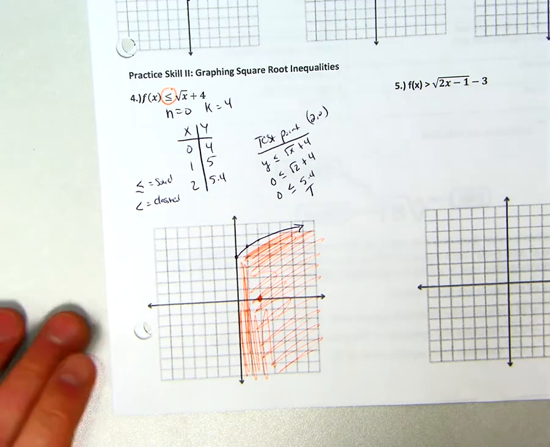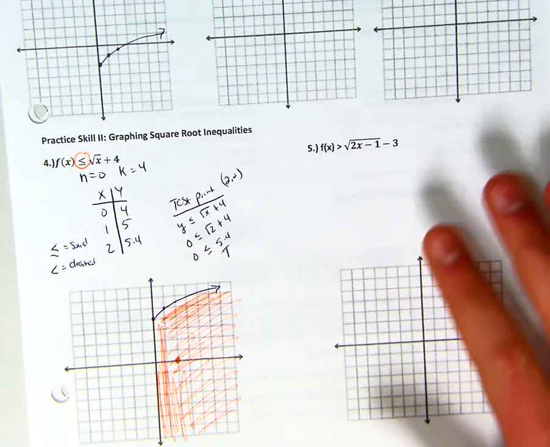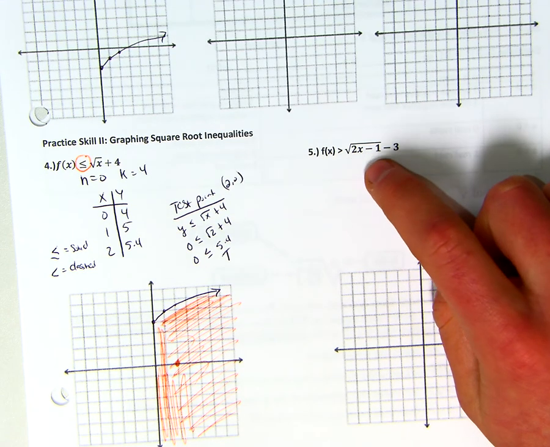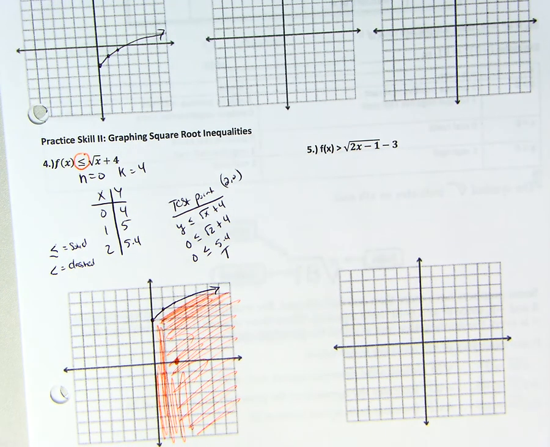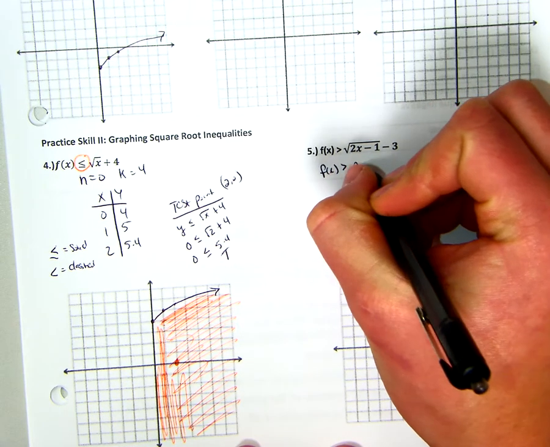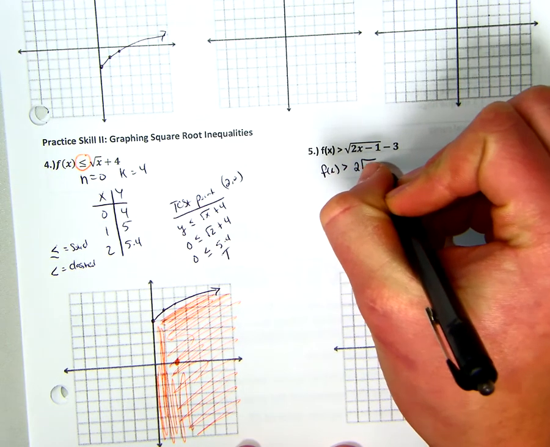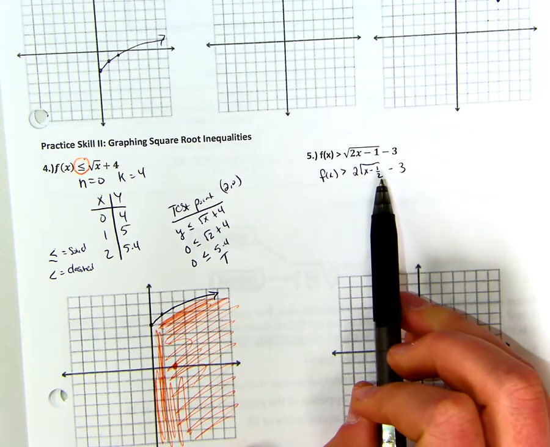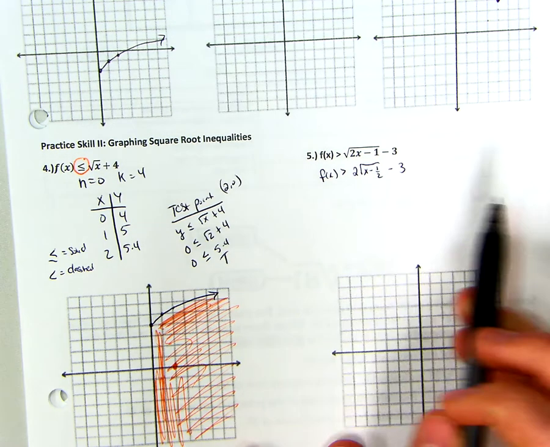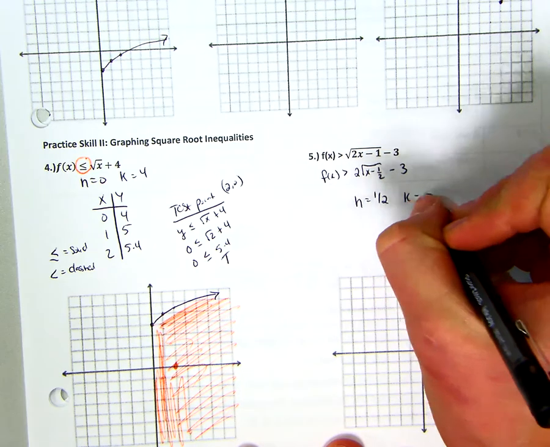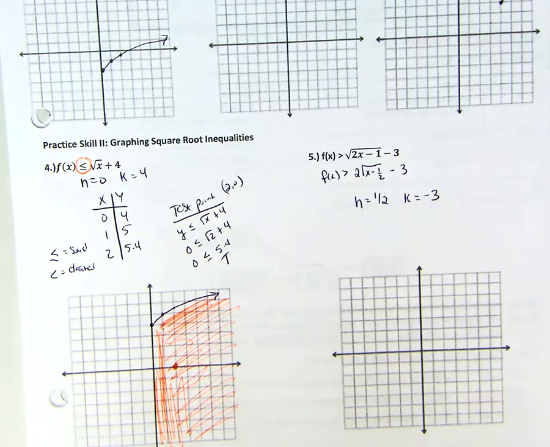Other than that, number 5 has a little bit more of a rigor to it. You're going to have to take out this 2 underneath the square root first to find that h is really negative or positive a half. So just to show you that, basically you have f of x is greater than 2 times the square root of x minus a half, minus 3, just like that. So then you know your a is 2, your h is a half, and your k is negative 3. And you can continue going that same way.